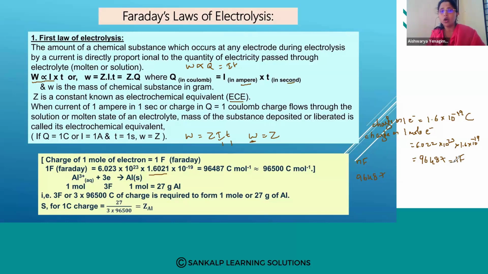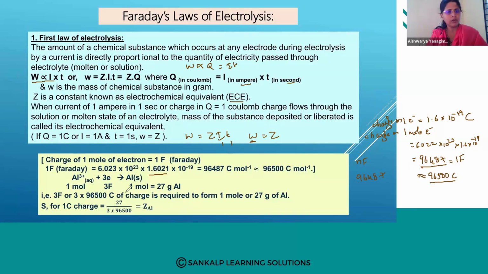1 Faraday is equal to how much? 1 Faraday is equal to 96,487 coulombs. Yes, approximately, in the exam, sorry, while solving the numericals we take it as 96,500 coulombs. But if they have given an approximate value in the numerical, take this. Otherwise, if you are solving, do it with this only. You will get the accurate answer.